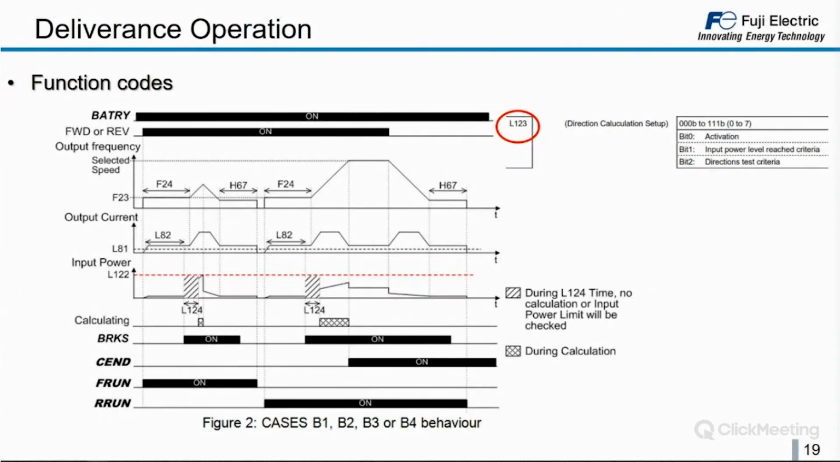Here you have the related parameters and the graphic of the movement. L123 is a byte parameter where, bit by bit, I can select, activate and disable functions. Bit 0 is the bit used to activate the function. So if we want to use the rescue operation, we have to set bit 0 to 1.